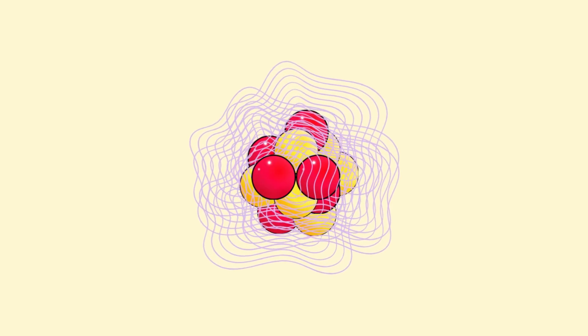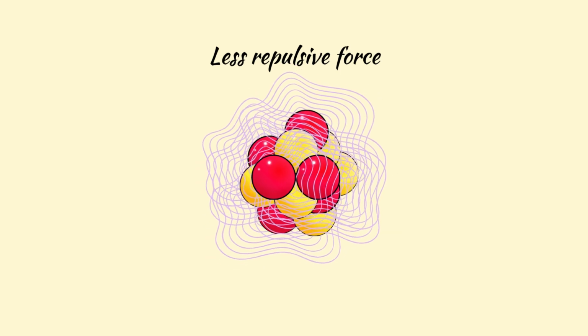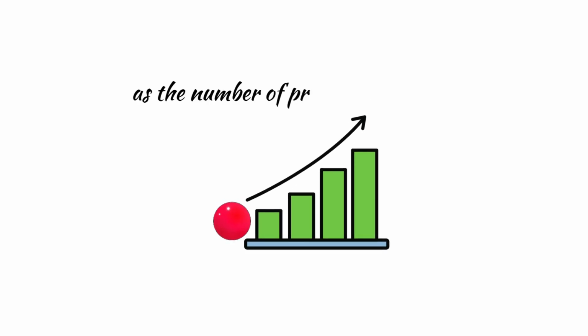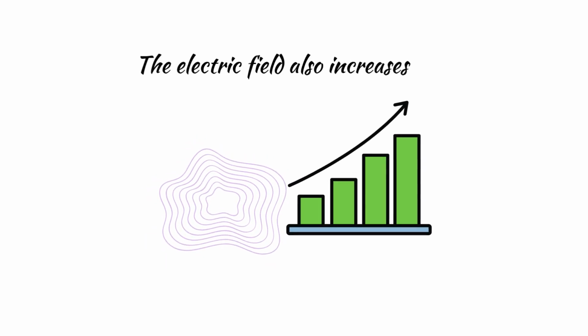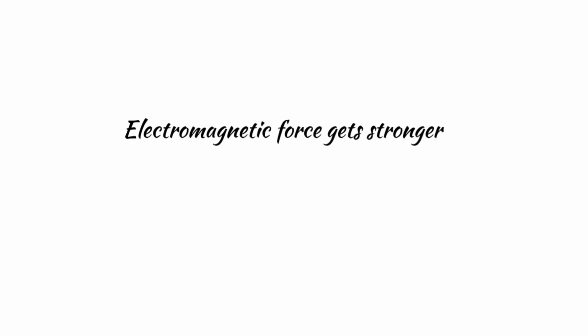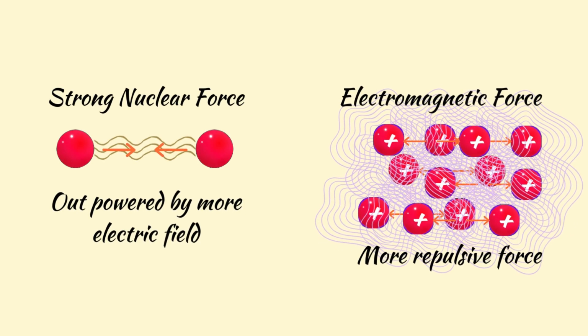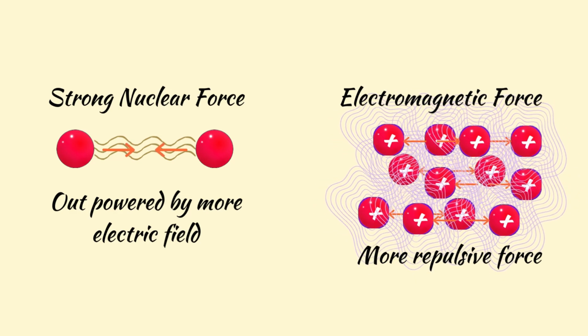So, lighter atoms which have few protons experience less repulsive force, which is easily handled by the strong nuclear force that binds them together. However, as the number of protons increases, the electric field also increases, and the electromagnetic force gets stronger, which tends to repel them. This leads to the strong nuclear force being outpowered by the repulsive forces between protons.